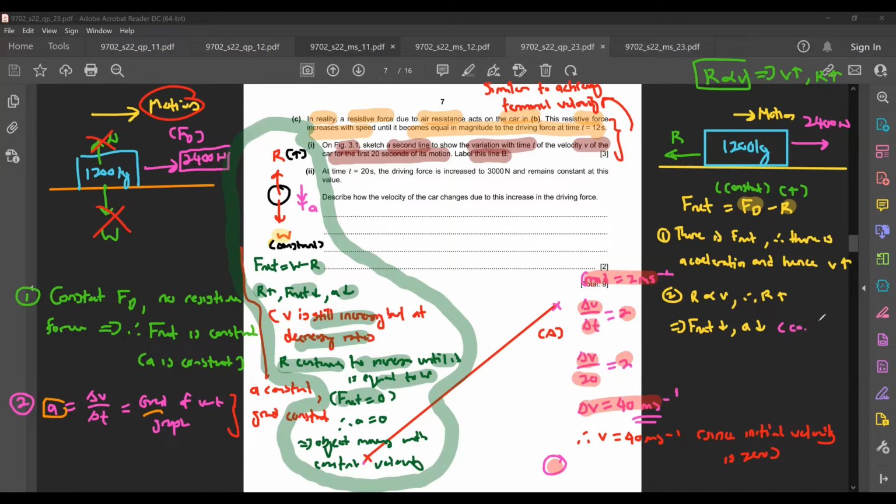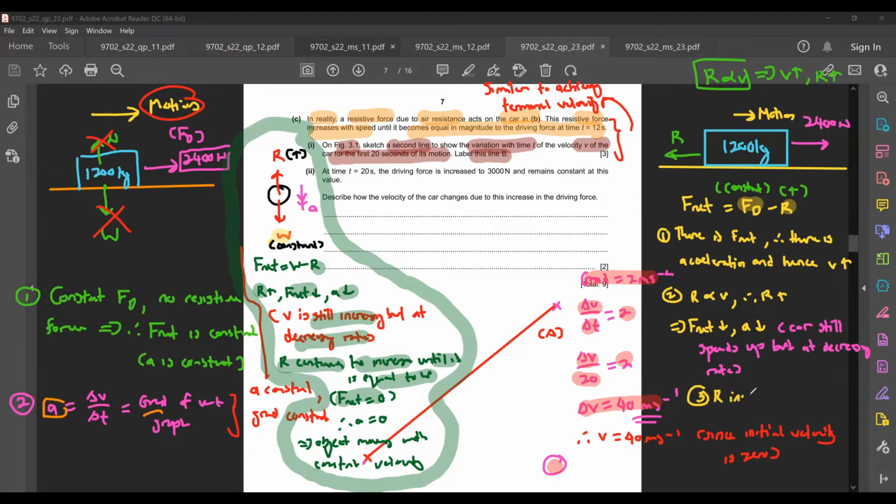Okay, this one, the car still speeds up, but at a decreasing rate. Then this one, number 3, will be this part where I mentioned this.